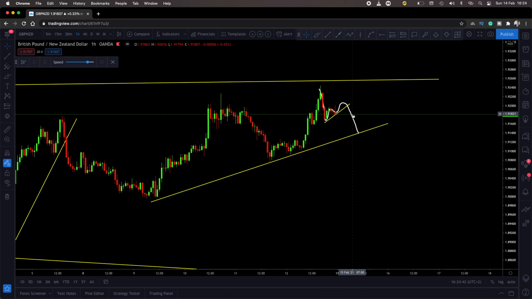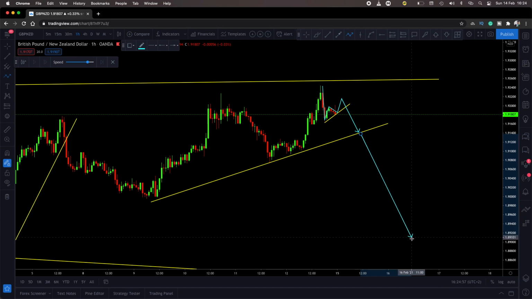See, it's easy. Come down, give us this correction, sell here. If it breaks, go down.